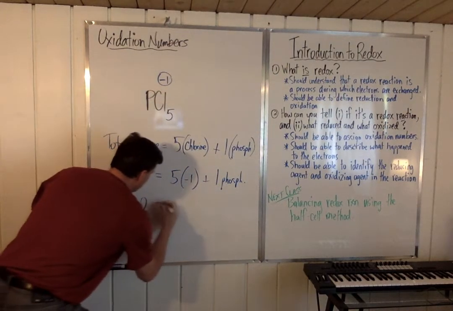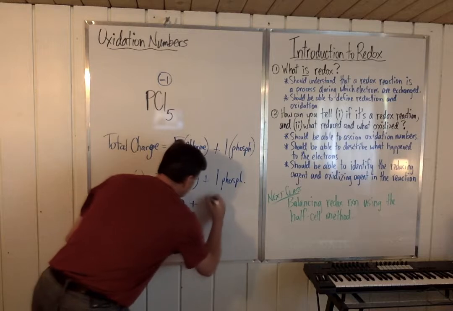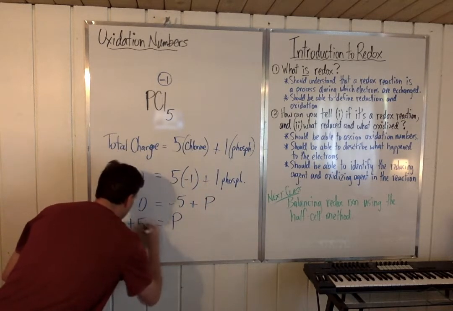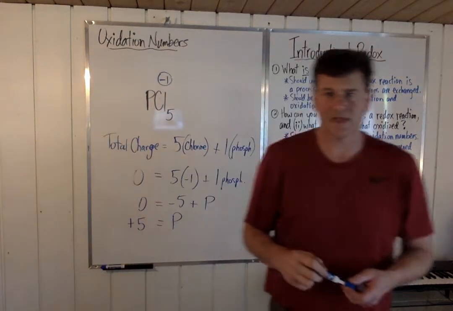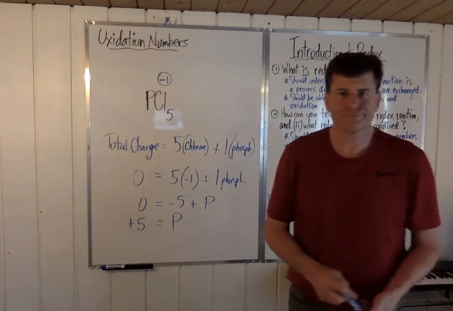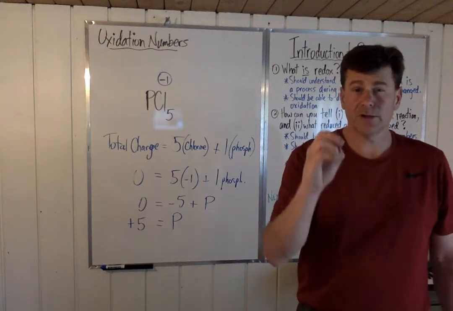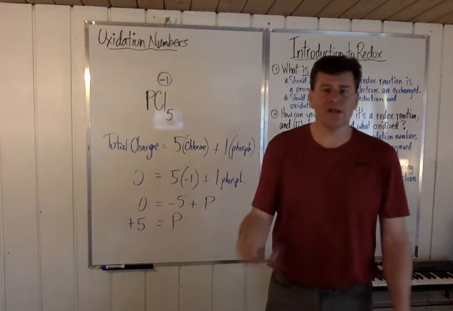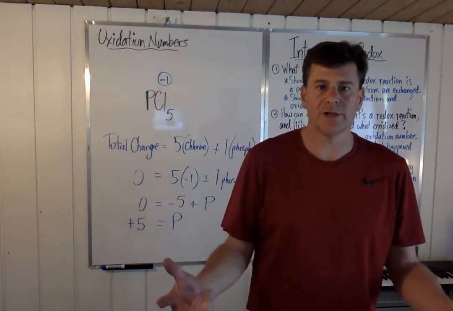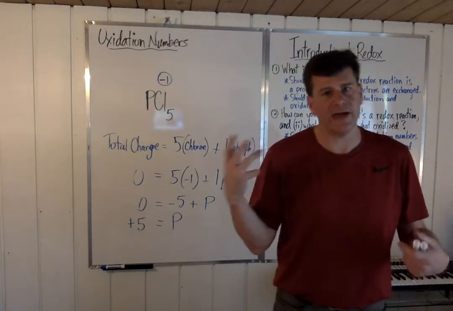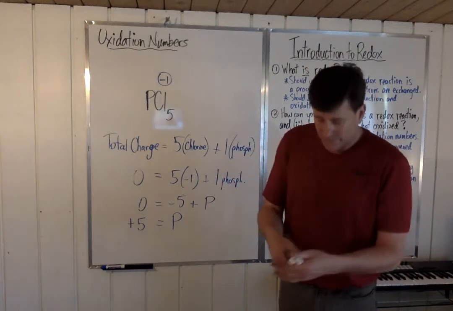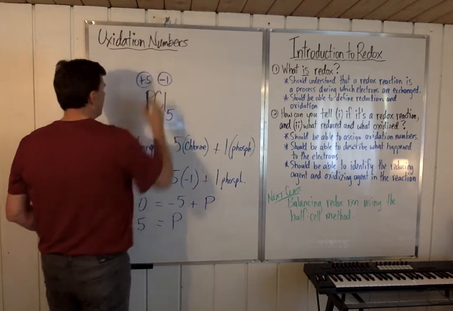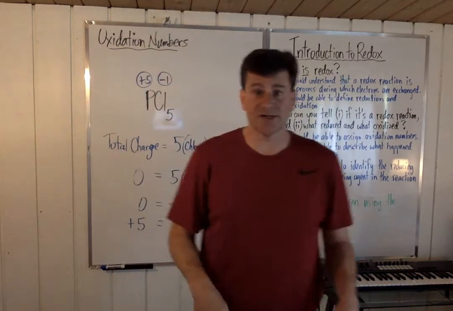Okay, so 0 equals -5 plus the phosphorus, which means the phosphorus must be plus 5. I did the math in my head. If the chlorines are -1 each, that means the phosphorus must be plus 5 to make the overall molecule 0. And that's kind of how you do it in your head. So the phosphorus has an oxidation number of plus 5.